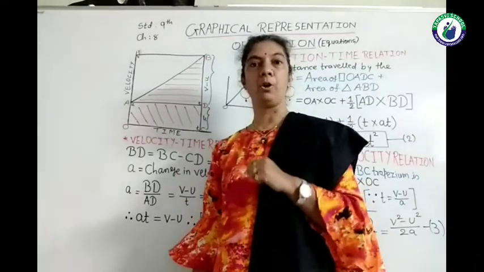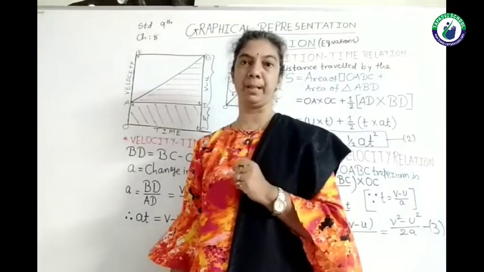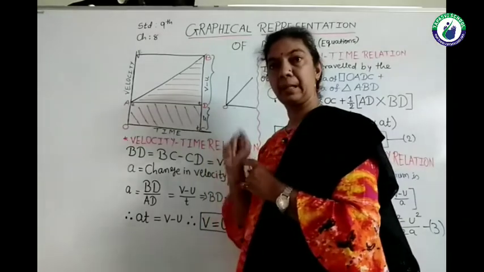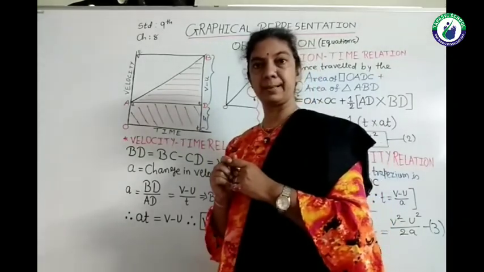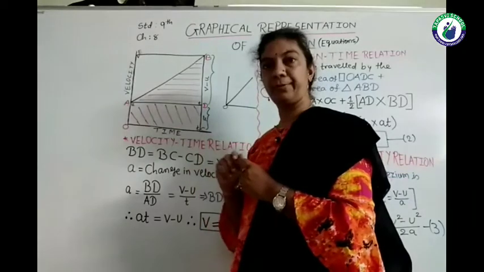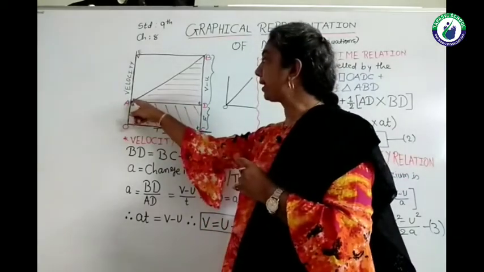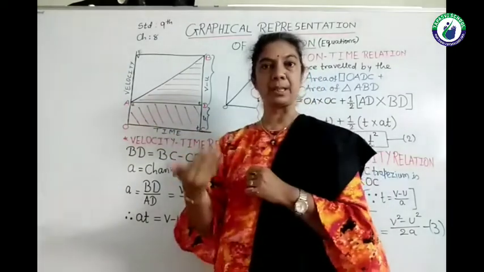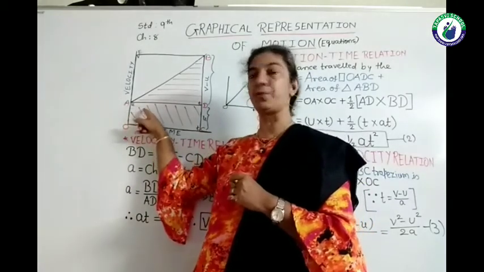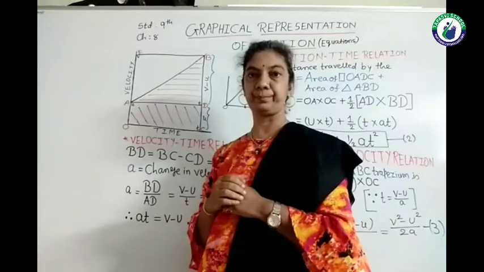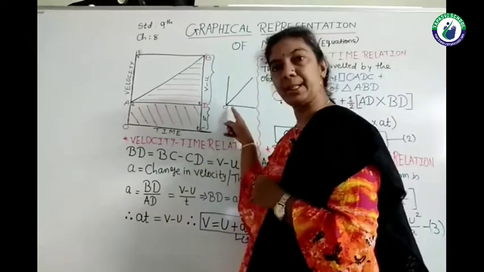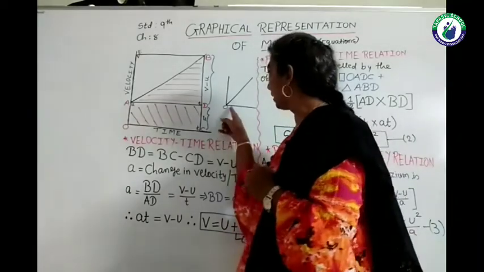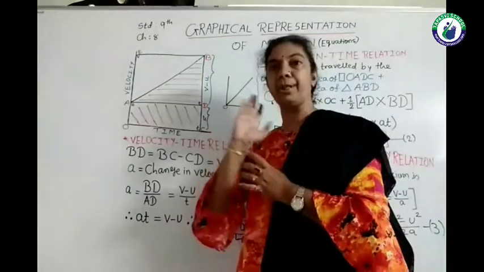Then 2 types of shapes of the graph are possible. Just observe these 2 figures. Can you find any difference? In this graph, the object is not starting from the origin. It has some different initial velocity which we show by u. But here you can see that the object starts from rest, and that's why the graph starts from the origin.